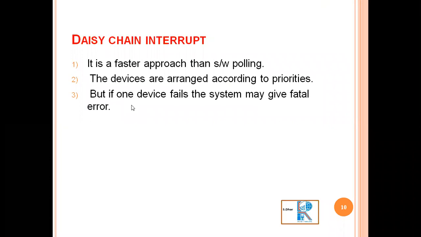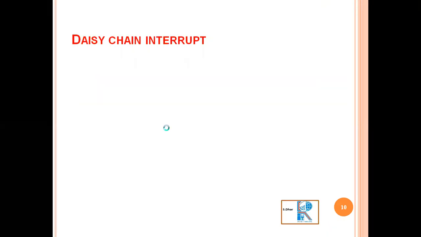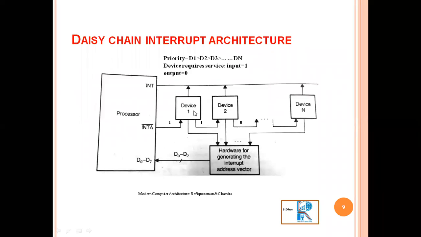Now, if one device fails, the system may give a fatal error. That is the problem. Why? See here, suppose this device fails, the connection is lost. So this signal cannot propagate to the other devices. So there may be a fatal error in the system. This is the problem with this daisy chain architecture. But that was not a problem in the old interrupt architecture, because in that case, different lines were connected with each of the devices for polling. Clear?